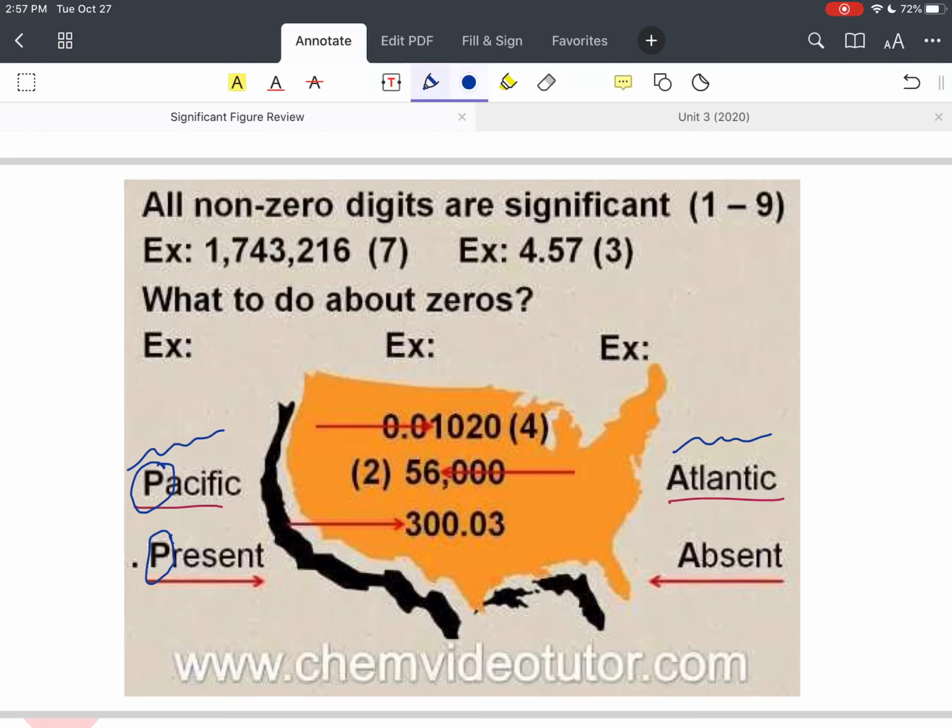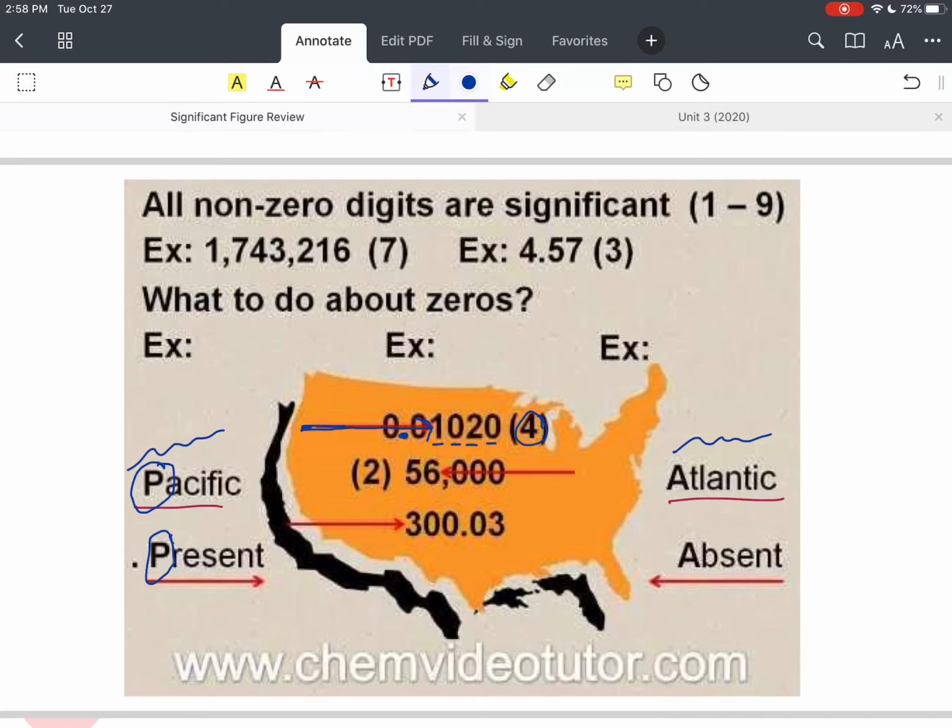So if I look at this first example, 0.01020, I'm going to start counting from the Pacific side because my decimal is present. I'm not going to start counting until I get to an actual number. So now I can count 1, 2, 3, 4. There's 4 significant figures. Notice I counted all the way to the end of the number. I didn't stop at the 2 because there's a 0 at the end, right? The whole point is to count those zeros.